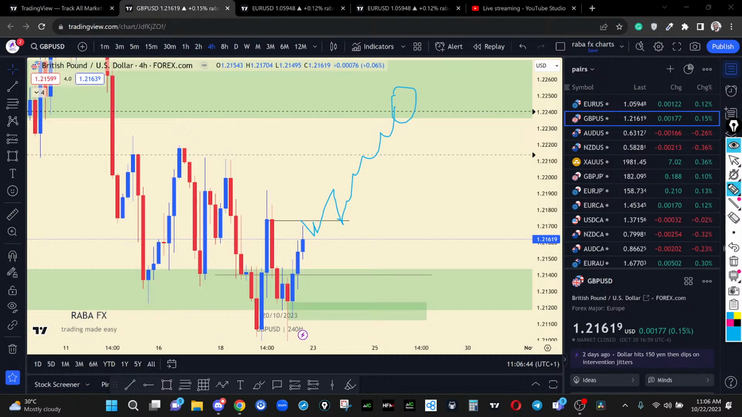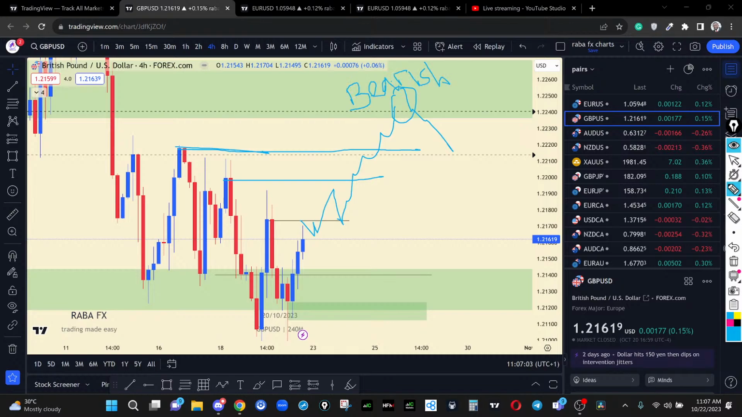So from this zone, I can be looking to sell. I won't be watching all of this too much yet. If this breaks, then I'll be more bullish than bearish until I get here. From here, I'll be bearish.